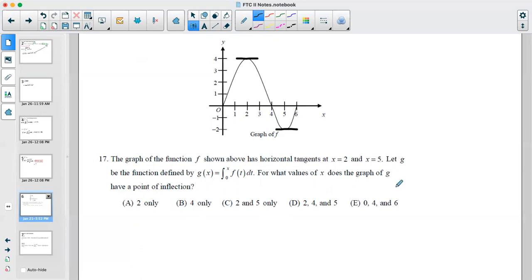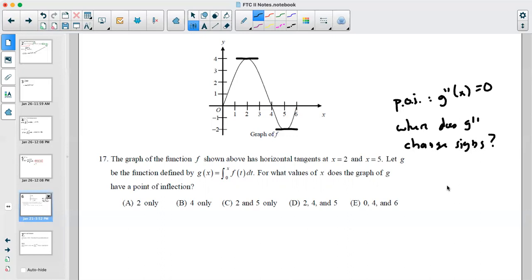Well, I know that to find a point of inflection, I take the second derivative of the function, in this case g, and I see where it's equal to 0. Really, I want to know where g double prime changes signs, like from positive to negative. And that generally happens when it's 0. That's certainly a good place to start looking. So given all this stuff, how am I going to find g double prime?